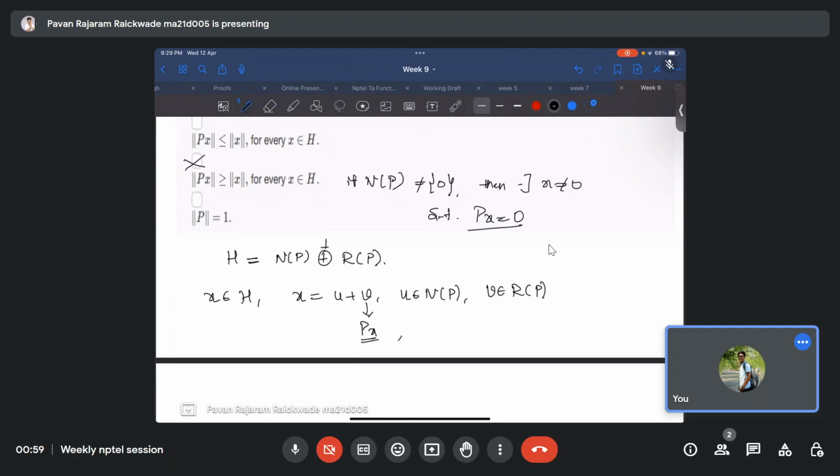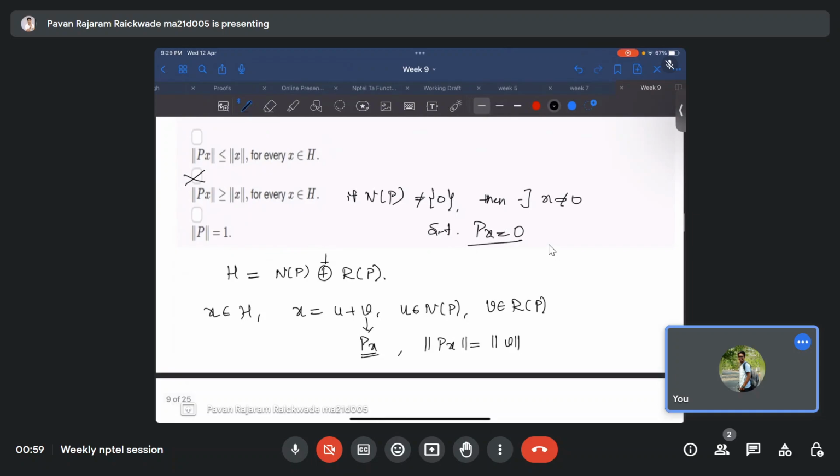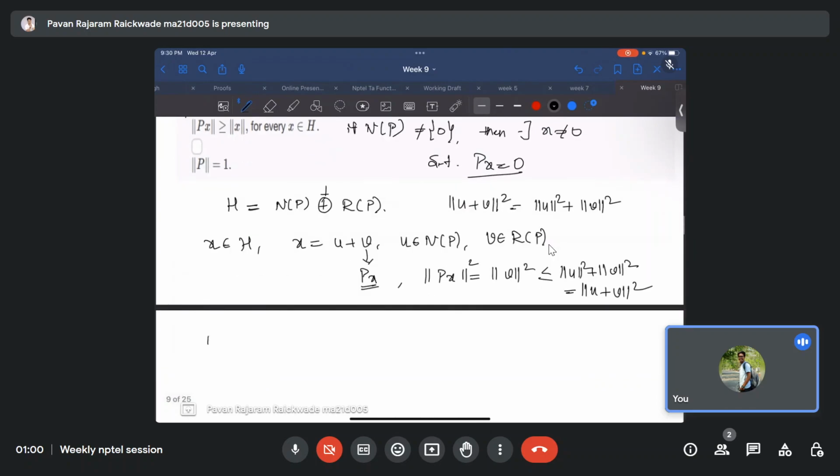So what is norm Px? It is norm v. Because u and v are orthogonal, we know that norm of u plus v squared equals norm u squared plus norm v squared. So you can see norm Px squared equals norm v squared, which is less than or equal to norm of u plus v squared. That is, norm of Px squared is less than or equal to norm x squared, which implies norm Px is less than or equal to norm x for all x belonging to the Hilbert space H.